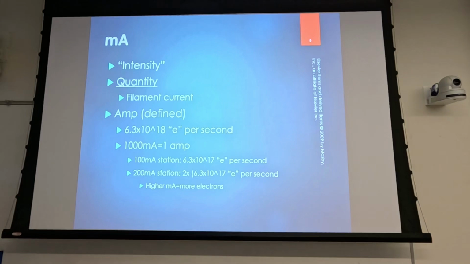So mA, we've got to talk about mA and time separately because they're two components to make the overall mass. So intensity just refers to the quantity. The quantity refers to the number of electrons that we send across the tube. The more electrons we send across the tube, the more X-rays we create, and that is our intensity. All right, so what controls that is filament current.